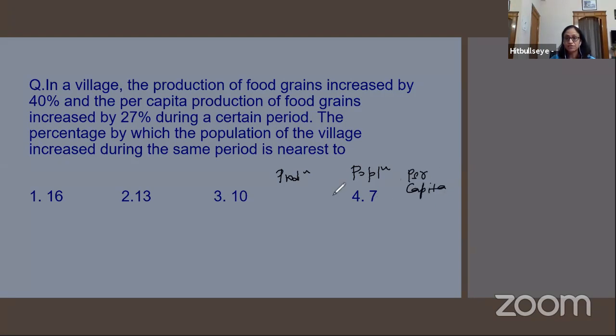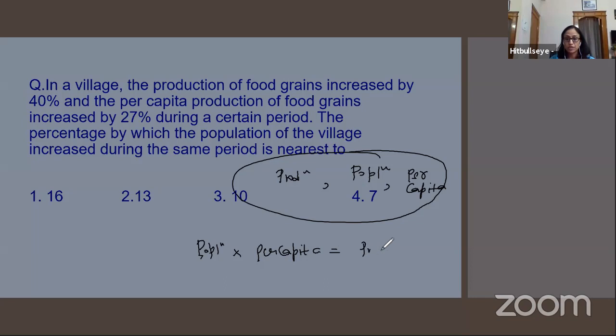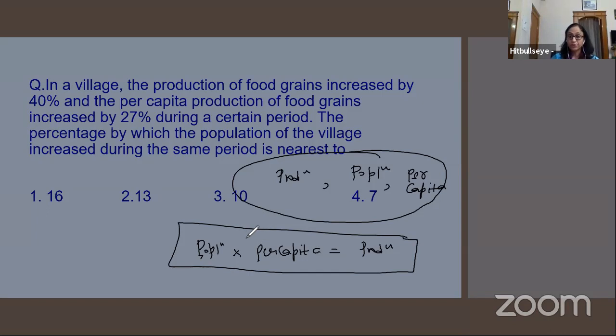And these three physical quantities do have that kind of a relation which I just mentioned, that is, the product of two of them is equal to the third one. And what is that? Obviously, population multiplied by per capita is always equal to the total production. It's not that much of an economics term. It is a very commonly used term in your day-to-day life also.